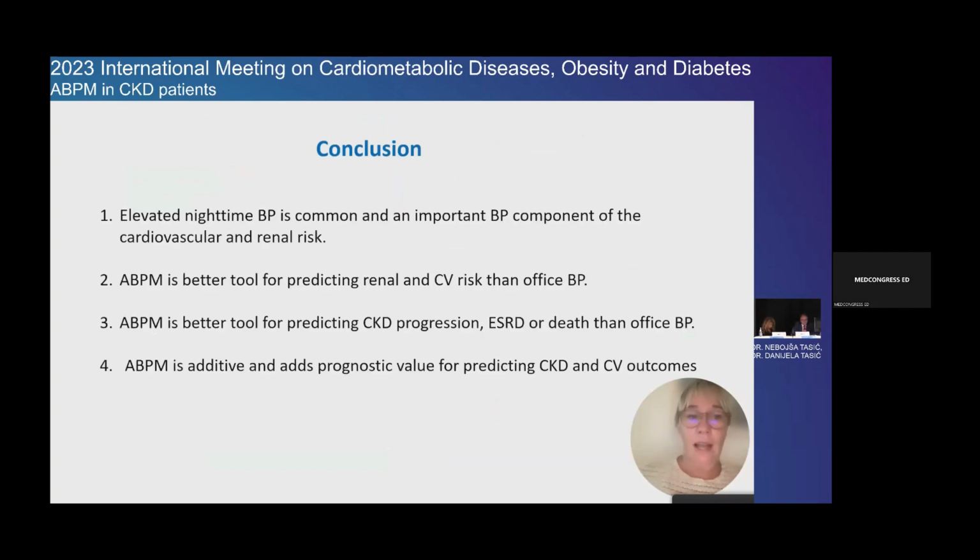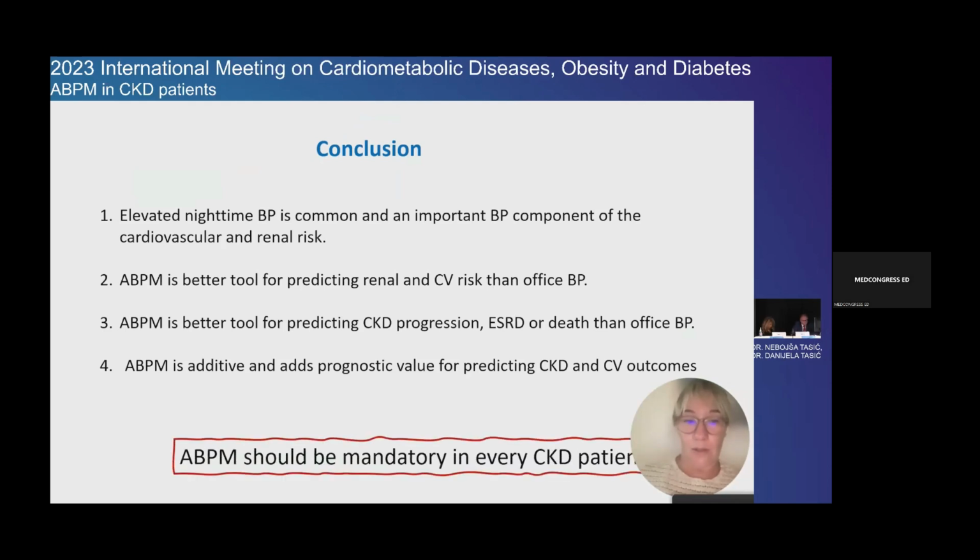So to conclude, elevated nighttime blood pressure is a component of cardiovascular and renal risk. ABPM is a far better tool for predicting renal and cardiovascular outcomes than office blood pressure. ABPM is a better tool for predicting CKD progression, end stage, and death. And it has additive prognostic value for CKD patients. In our center, ABPM is mandatory in every CKD patient. And as we think, it should be.